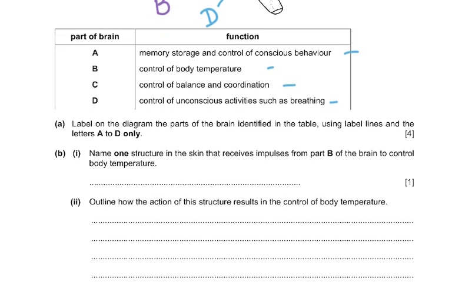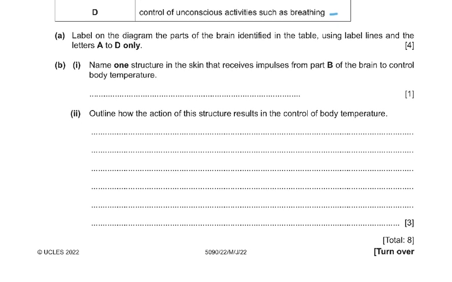Then it says name one structure in the skin that receives impulses from part B of the brain to control body temperature. So erector hair muscle or sweat gland or the smooth muscle or the muscles in the wall of the blood vessels, the arteries or the arterioles, which will vasoconstrict or vasodilate. So you don't say capillary. Capillary was a reject, so that means a large number of students must have written capillary. That's why it's been mentioned as a reject in the exam report and in the mark schemes.